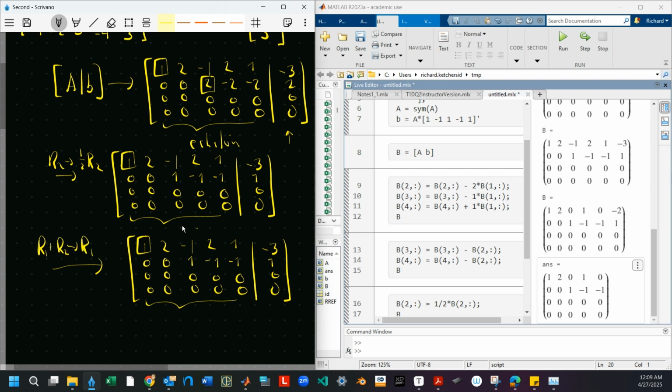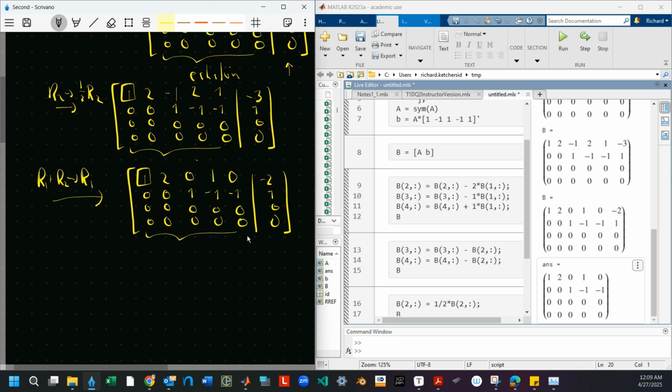And so what's going to change? These entries right here and this entry right here. When I add that up, I get 0, which is the whole point. So that's 0. When I add that up, I get 1. When I add that up, I get 0 again. When I add that up, I get -2. Right? And again, here's my pivot.